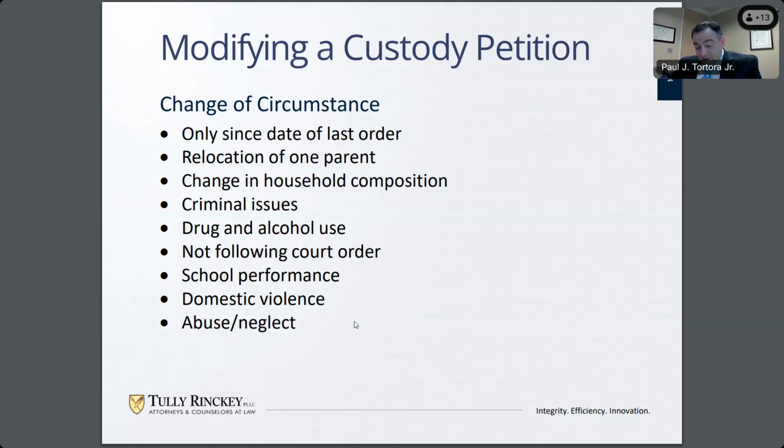Domestic violence is another one that is fairly obvious. If that's occurring in the home, especially if the children are in the home when it occurs, if they've witnessed it, or if they have been impacted by it.